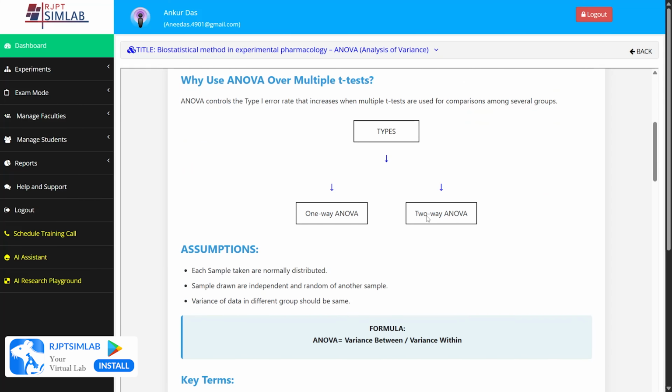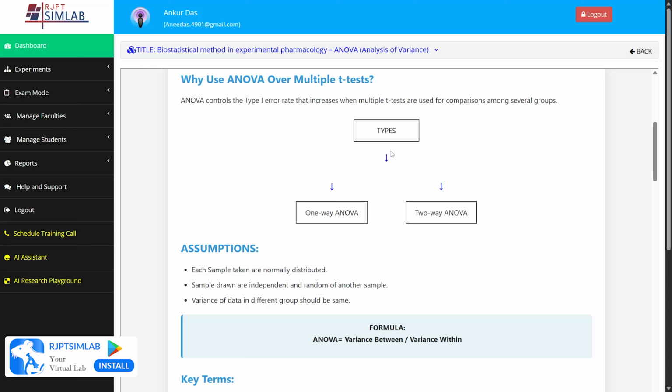Why use ANOVA over multiple t-tests? Now, let me tell you about the t-test. The t-test is another biostatistical method which is also used in experimental pharmacology. In the t-test, we compare two groups in the experiment, and in ANOVA, we compare more than two groups, or we can say multiple groups. ANOVA controls the type 1 error rate that increases when multiple t-tests are used for comparison among several groups. This statement says that the type 1 error rate increases when multiple t-tests are used.